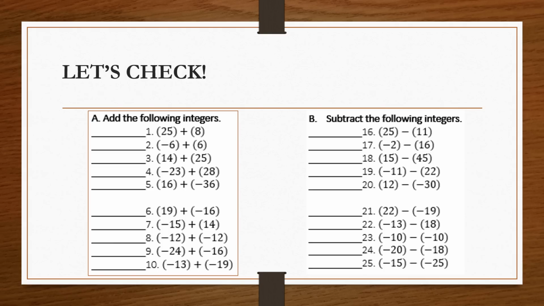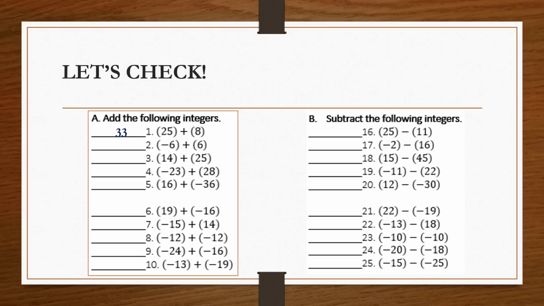Okay, so let's check how well you've understood the lesson as you answer the following as fast as you can. Okay, so 25 plus 8, what do you think is the sum of 25 and 8? That's right. Since they are both positive, the result is positive 33. So we simply add the numbers and get the sum, which is 33.